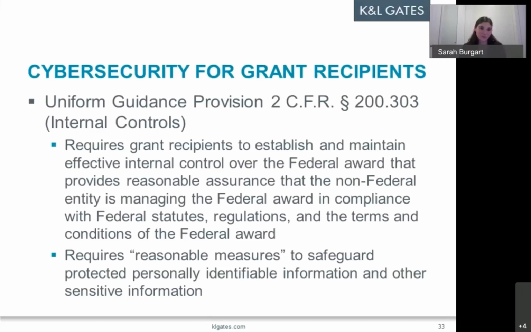Thanks, Sarah. I'm going to talk about cybersecurity requirements for grant recipients just briefly, because we do already have some questions in the chat we hope to get to. So there aren't a ton of specific requirements for cybersecurity compliance for grant recipients. The biggest is in the internal controls provision of the OMB uniform guidance at 2 CFR 200.303. It requires effective internal control over the federal award and reasonable assurance that the federal award is being properly managed. And this specifically includes implementing reasonable measures to safeguard protected personally identifiable information and other sensitive information that a recipient or subrecipient may have in connection with the grant.